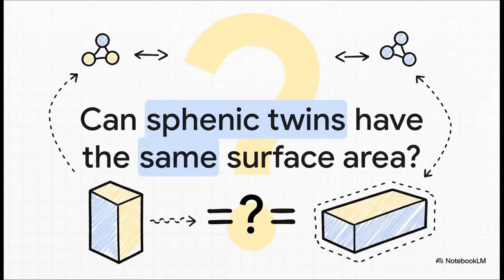So here it is, the big question. What if we take a sphenic number, reverse its digits, and that new number also happens to be a sphenic number? And then, what if we build a brick for the original number and a brick for its reversed twin? Could those two totally different bricks with completely different dimensions actually have the exact same surface area?